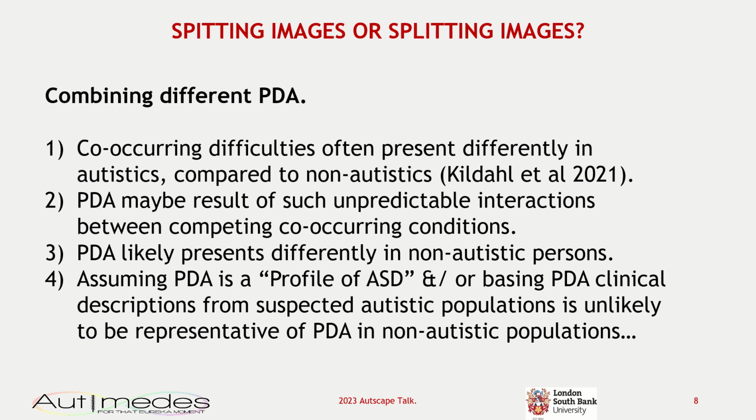So if you're basing PDA descriptions on assuming it's a certain form of autism or a profile of ASD, for example, or basing your clinical descriptions on suspected autistic populations, these descriptions of PDA are unlikely to be representative of PDA in non-autistic populations. You can't use descriptions which assume PDA is autism, or which are based on suspected autistic populations, to say how PDA presents in non-autistic populations.